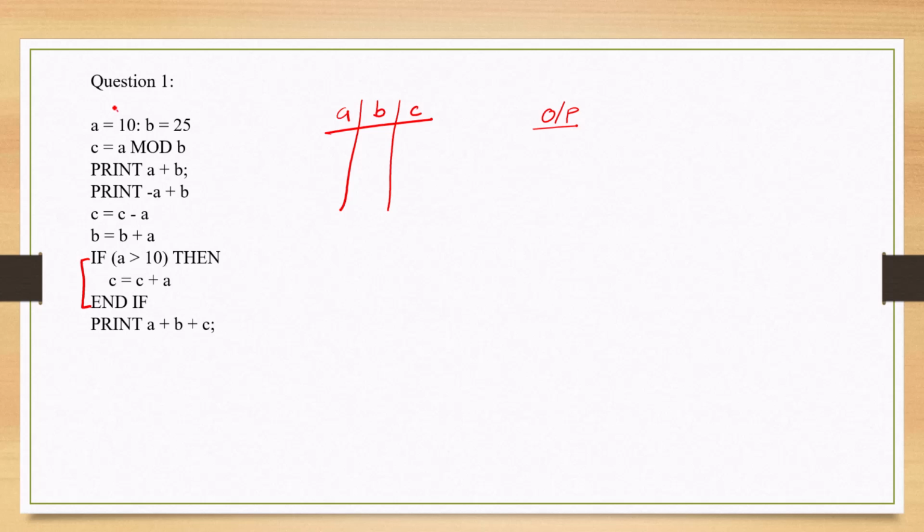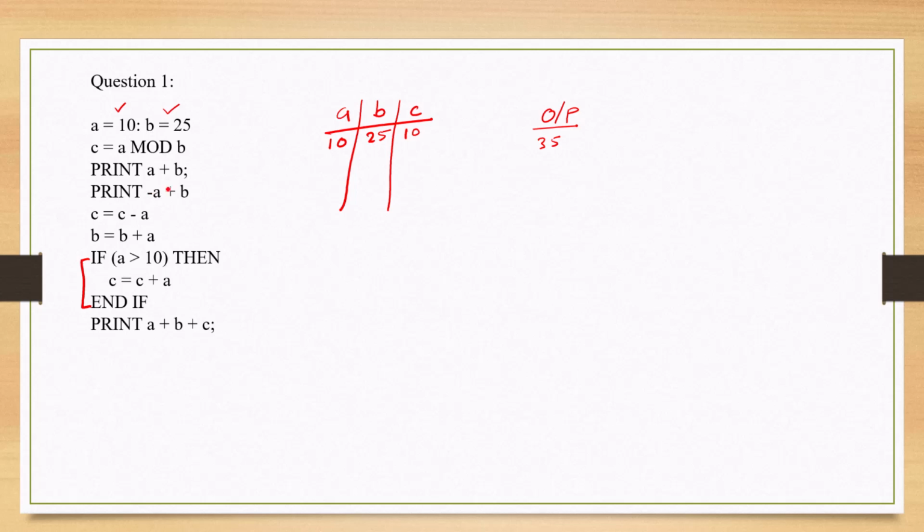Let's begin. The value of A is 10. I will be writing that over here. Value of B is 25. Then it says A mod B, that is 10 mod 25. So a smaller number mod a greater number will be the smaller number, that is 10. So C will get the value 10. Now the first print statement is print A plus B. That's going to print 10 plus 25, which is 35. And because of the semicolon, the line will not change.